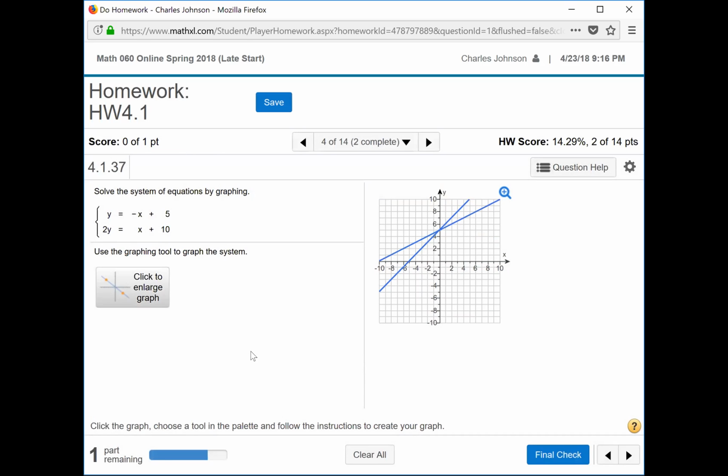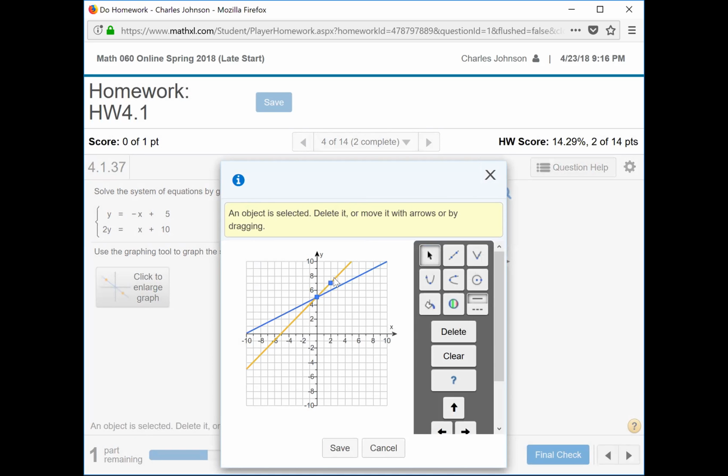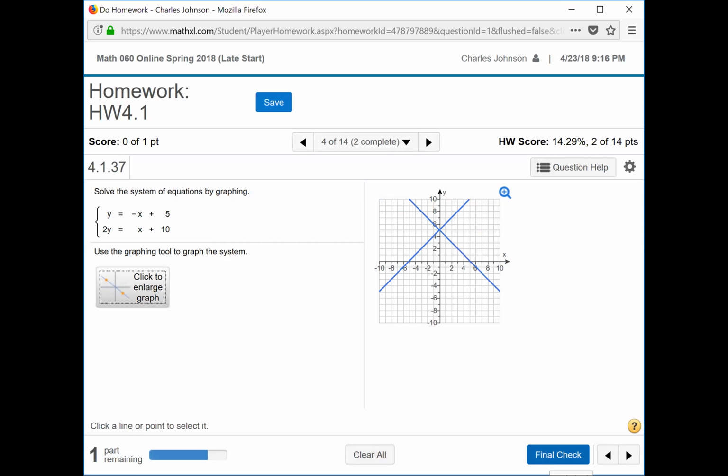Which one did I graph incorrectly here? I think it's the first one. Yeah, the first one's wrong because it was a slope of -1. Okay, cool, because I was confused. -1, there we go.